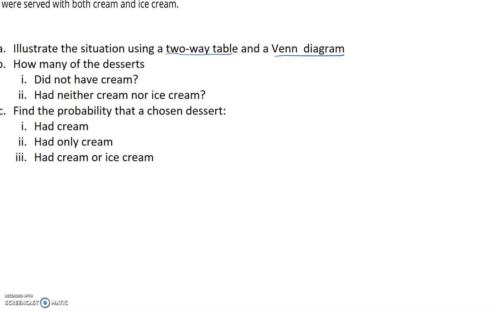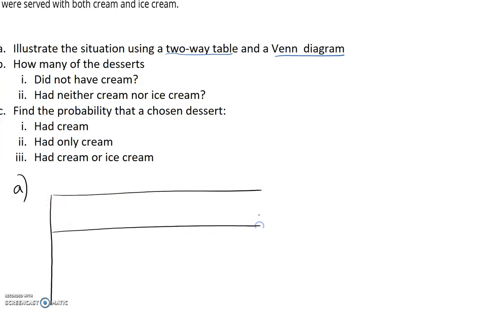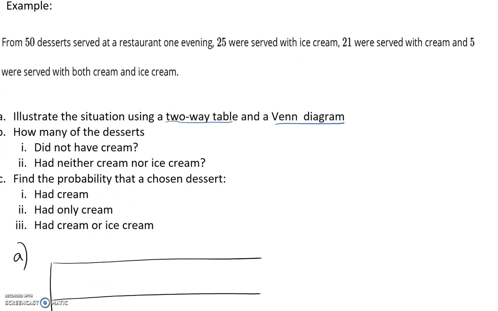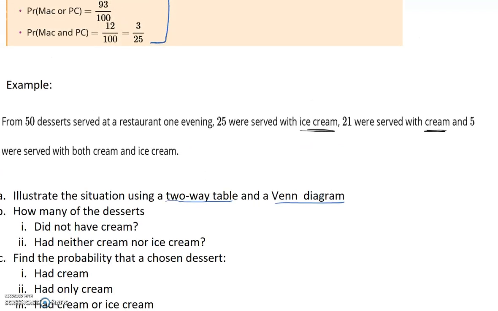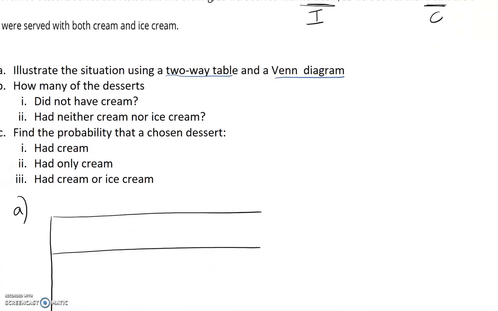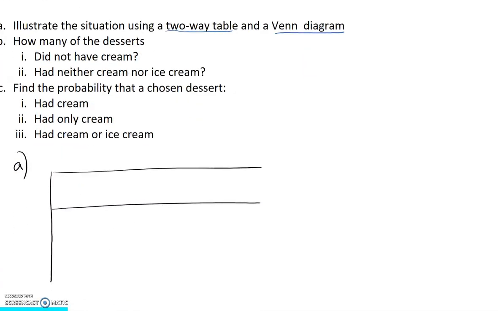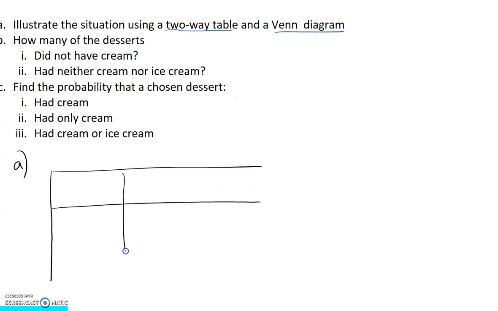Okay, so that's part A. An important thing to note is, first, what are the two events? The two things are that people were served with either ice cream or cream. So I'm going to use I for ice cream and C for cream. Okay, and we'll do that on our table. So the two things that we had was I for ice cream.